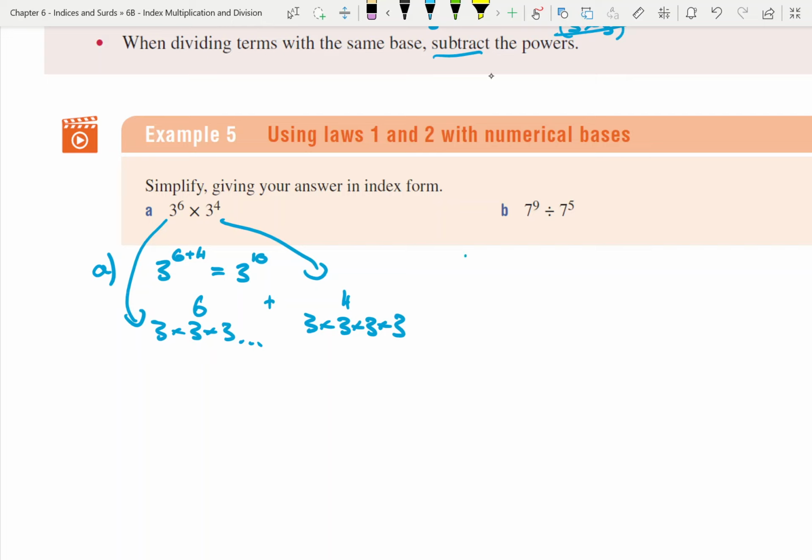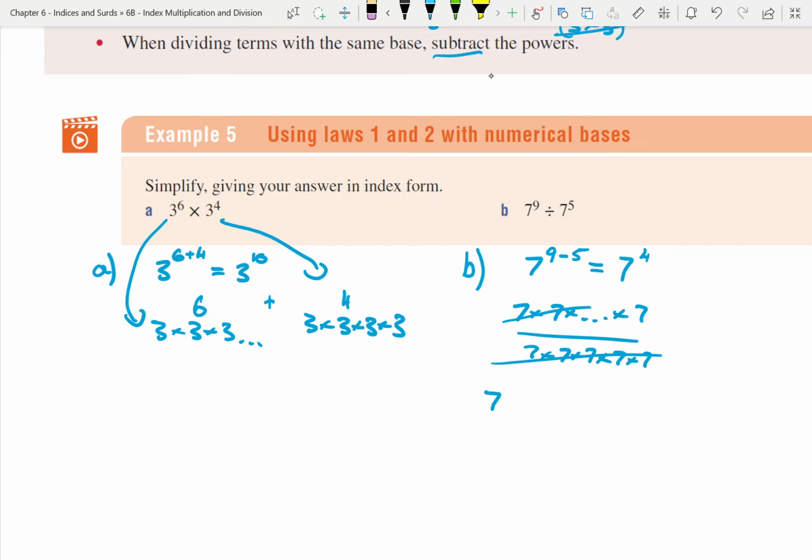Well, what about division? For part B, we're going to have 7 to the power of 9, subtract 5, which is 7 to the power of 4. And again, if we look at this in expanded form, we'd have 9 sevens on our numerator, and 5 sevens on our denominator. And then when we cancel out those 5 sevens with 5 sevens up the top, we'll be left with 4 sevens. So we've got 7 to the power of 4.